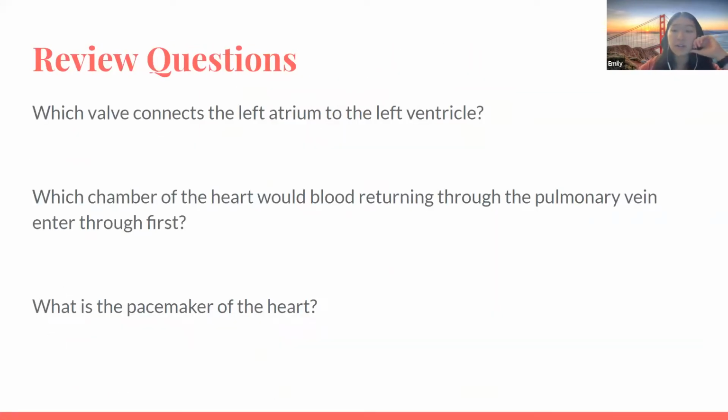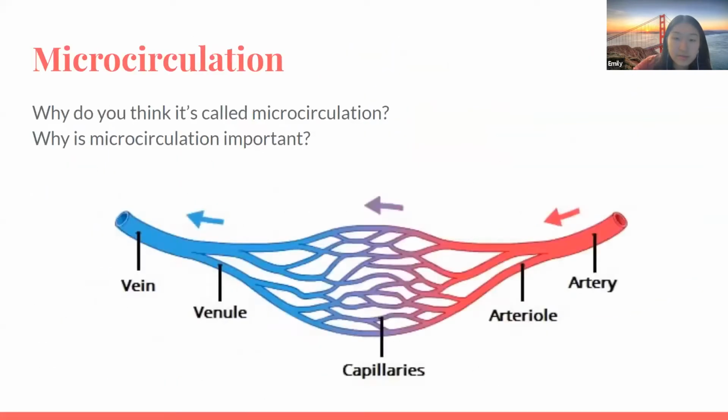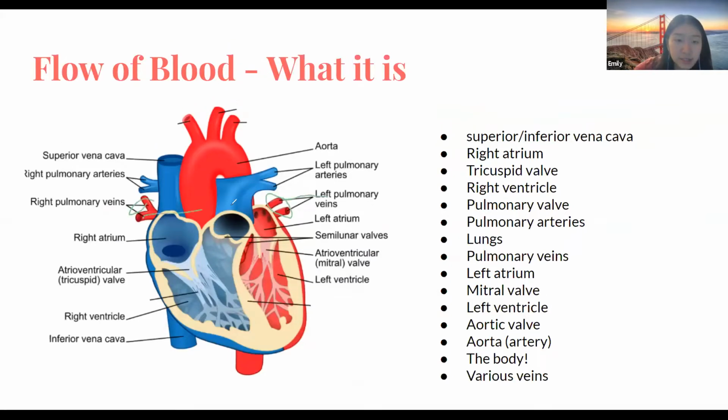What chamber of the heart would blood returning through the pulmonary vein enter through first? So we're coming back from the lungs, we're going through the pulmonary vein. Where do we go? We're coming through the pulmonary veins over here and over here. It's gonna go right here. What is this one called? Left atrium. Yes, this is the left atrium. Good.